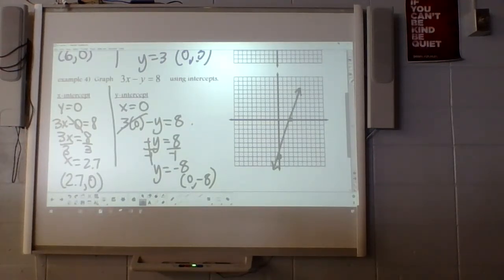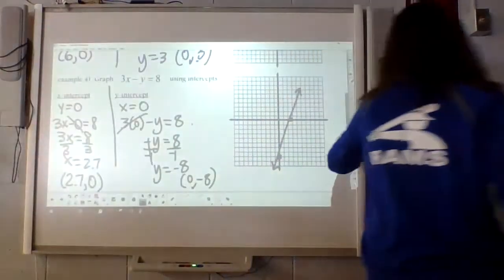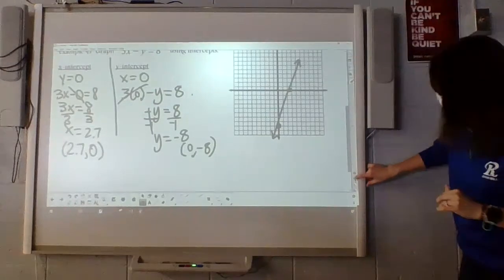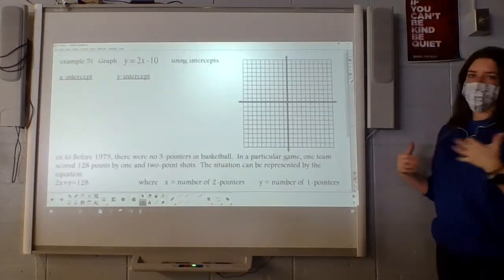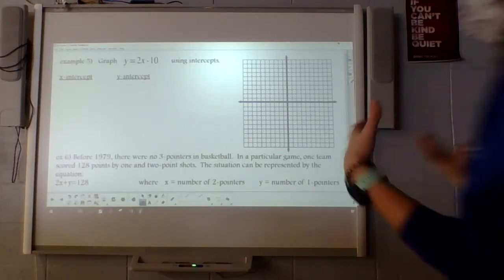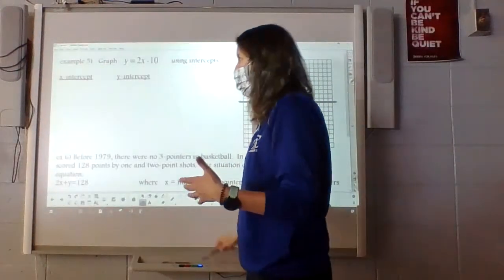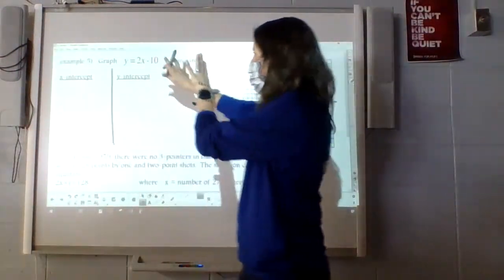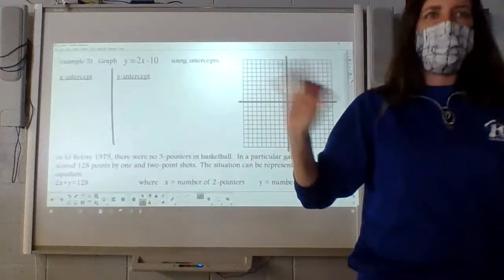So, looking at the next one. Now the next problem is actually already solved for y. If you guys recall yesterday, I said let's solve things for y. That's a good thing to do. On these, it's not necessary. It makes it actually a little bit more work to graph by intercepts if you solve for y first. But we're still going to leave it. We're not going to change it around. Just leave it the way it is.